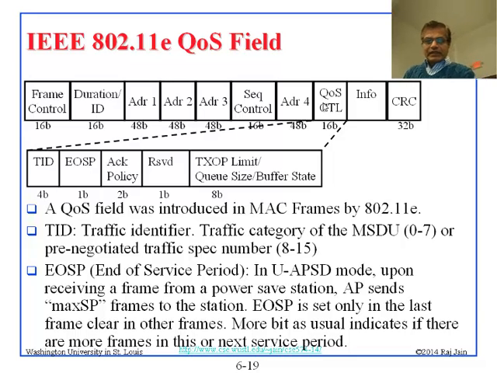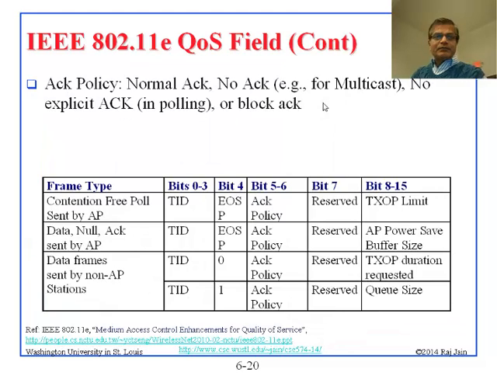All right. So EOSP, now you understand. And then the ACK policy. Since this one introduced block mode, group mode ACK, where you could send 5 frames and get the acknowledgement for 5 frames. So group acknowledgement. So you have to say what is your ACK policy.